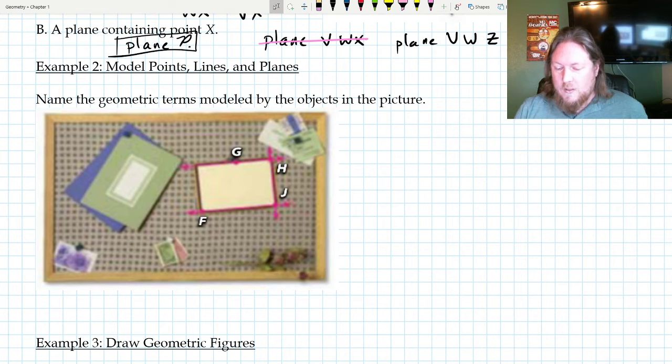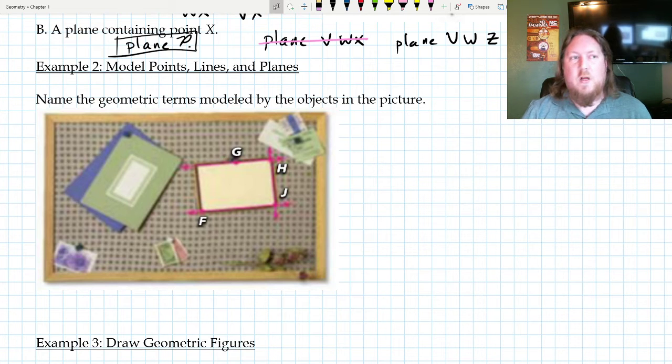So, example 2, model points, lines, and planes, and we're going to name the geometric terms modeled by the objects in the picture. And we're going to focus on the ones that are highlighted with those pink lines because that's what they give us information about, and we can describe it in geometric terms. There are, of course, more things.